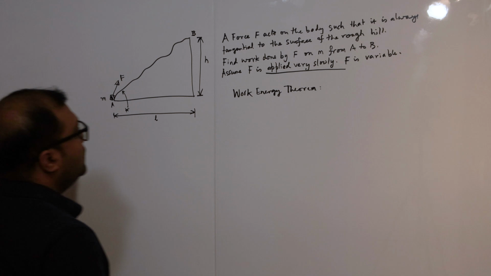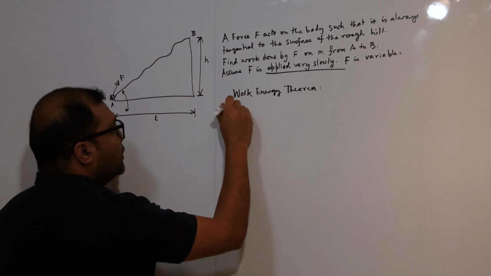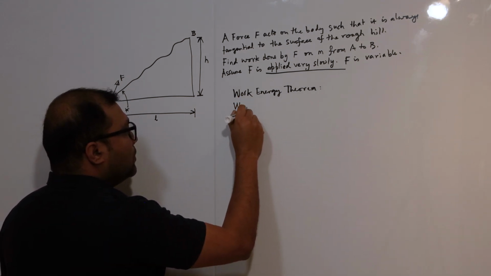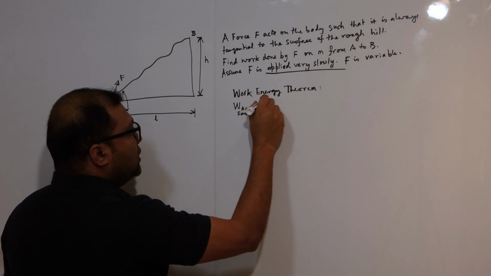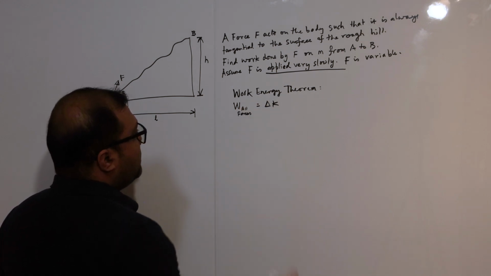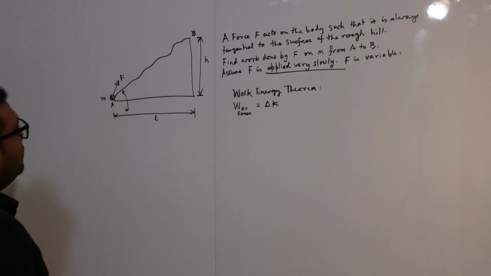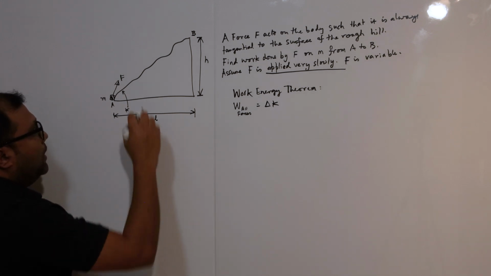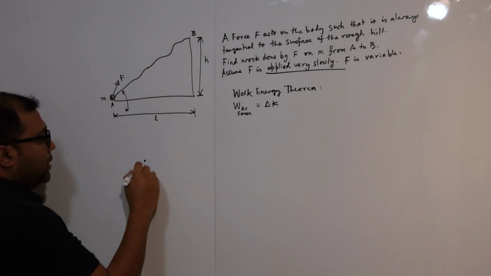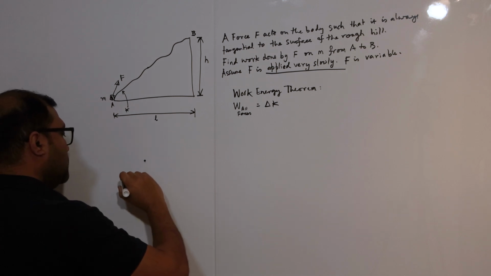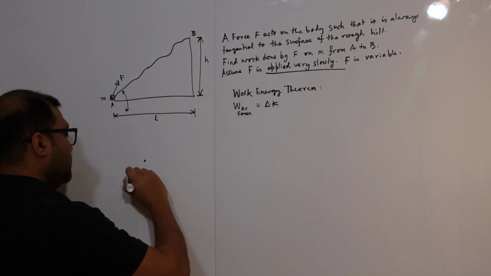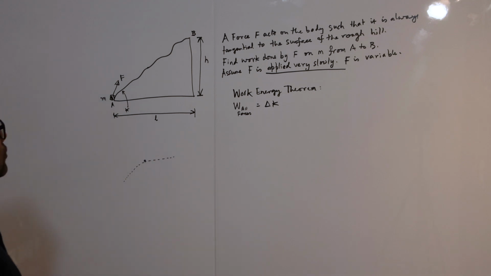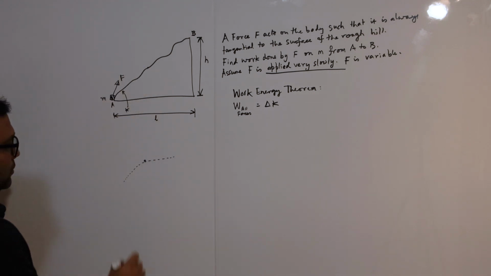Okay, what does work energy theorem say? Work done by all forces is equal to change in kinetic energy. Now, what are all the forces acting on this body? At any point I take, and let's say the surface of the body was like this. We don't know how the surface of the body looks, right?